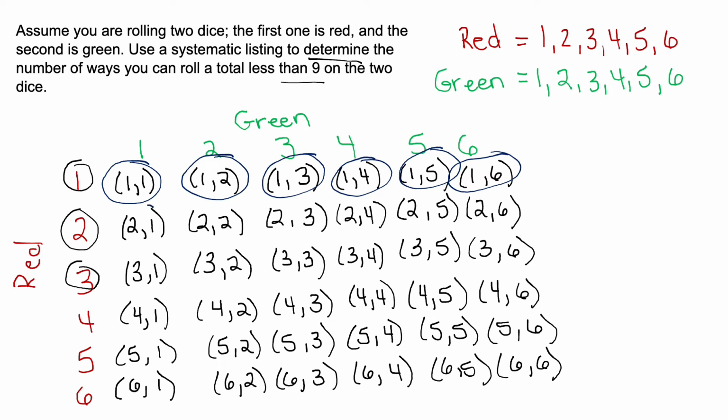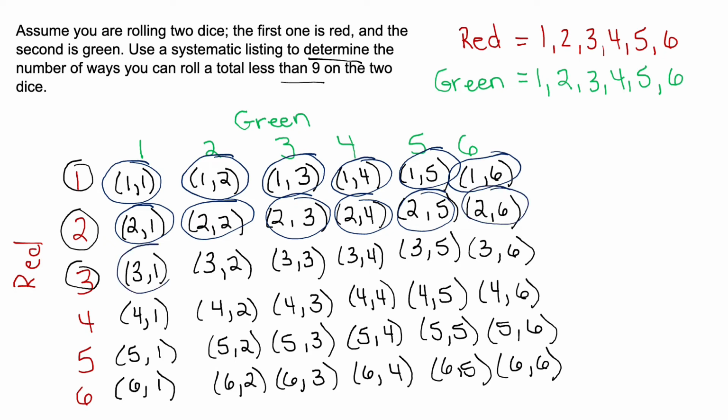Now 2 plus 1 is 3. So that's less than 9. 2 plus 2 is 4. 2 plus 3 is 5. 2 plus 4 is 6. 2 plus 5 is 7. And 2 plus 6 is 8.